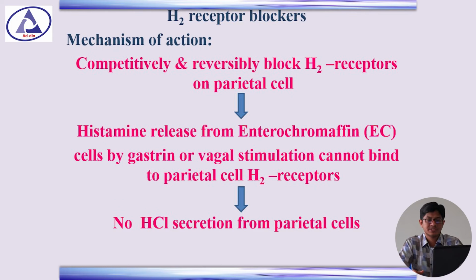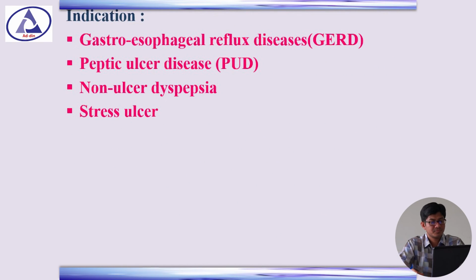Now come to the H2 receptor blockers. Mechanism of action: they competitively and reversibly block H2 receptors on the parietal cell. Histamine released from enterochromaffin cells by gastrin or vagal stimulation cannot bind to the parietal cell H2 receptor. So, no hydrochloric acid secretion from the parietal cell. These are the mechanisms. Now, indications of H2 receptor blockers: gastroesophageal reflux disease, peptic ulcer disease, non-ulcer dyspepsia, and stress ulcer.